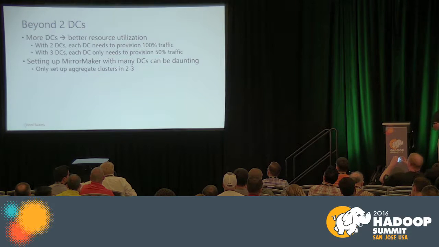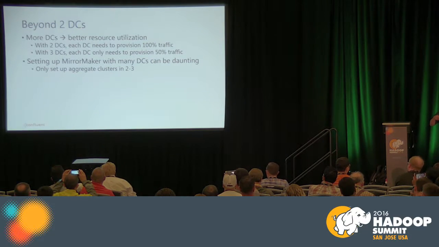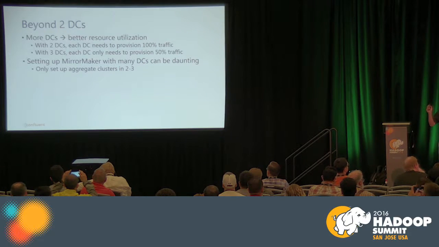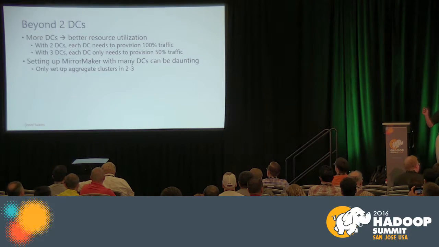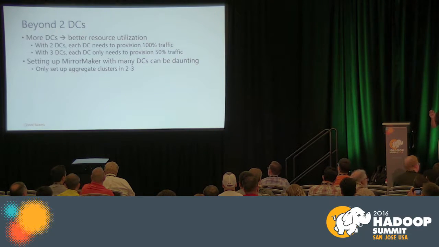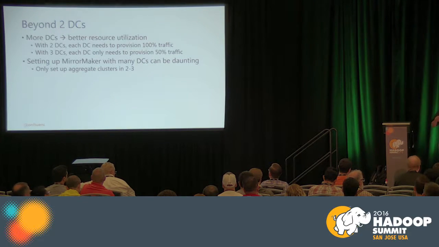Often there's a need to go beyond 2 data centers. Why is that? Because typically the more data centers you have, the better you can utilize the resources. If you have only 2 data centers, you definitely have to budget for 100% of traffic in each data center, because if you lose one, you have to make sure the other one can handle the total traffic, which means you have to budget 200% of the resources. With 3 data centers, if you lose one and you split the load evenly, each data center only needs to take 50% of your total traffic. So times 3, that means you only need 150% of the budget to handle your peak traffic.